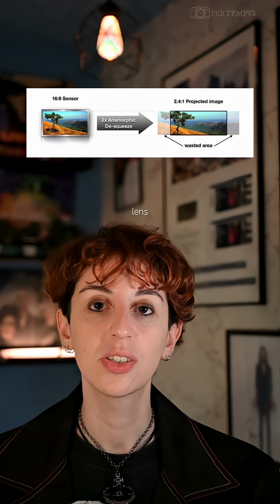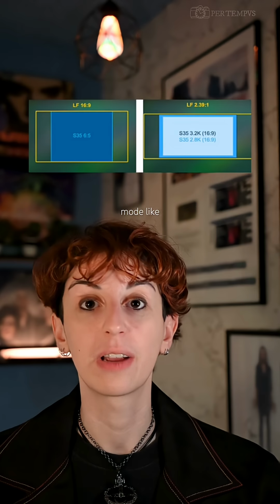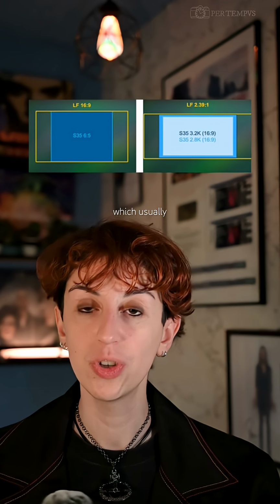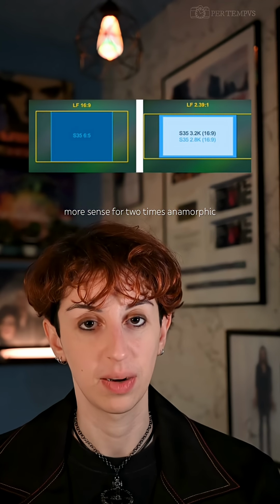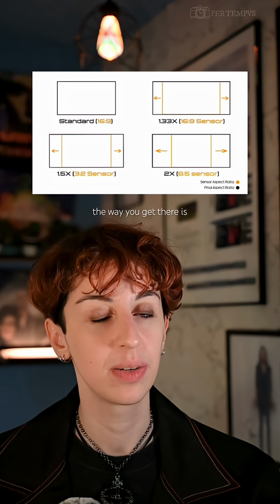A 2 times lens squeezes much more. On a full 16:9 sensor, that gives you an extremely wide image after the de-squeeze, around 3.55 to 1. So now you either need a major crop, or you use a taller sensor mode, like 4:3 or open gate, which usually makes much more sense for 2 times anamorphic. So even when the final aspect ratio is the same, the way you get there is completely different.